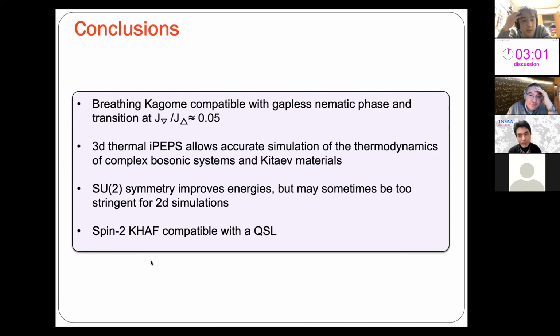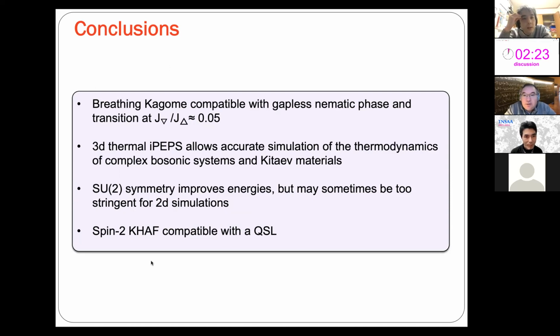Can I ask a question about your SU2 calculation? You show that in some cases, your SU2 ansatz has a higher energy than the U1. My question is: is it correct to say that if the wave function is SU2 symmetric, the PEPS representation, like you used, where the local tensor satisfies SU2, is the unique description of the SU2 symmetric wave function?